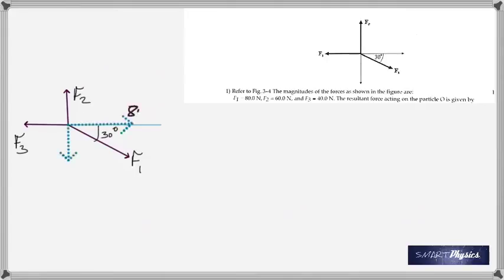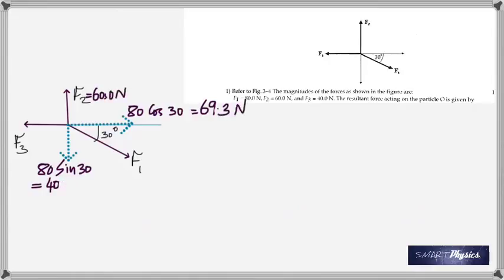F1 is broken up into its 2 components, and that's 80 cos 30, which is 69.28, and this is 80 sin 30, which is 40 newtons. Okay, that's 69 newtons now. So you have F2 as 60, and F3 is 40.